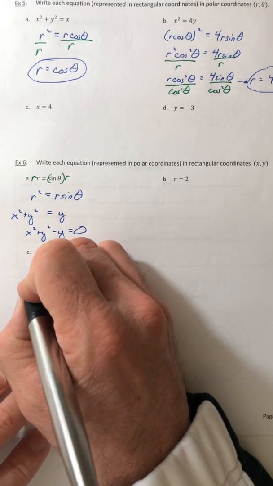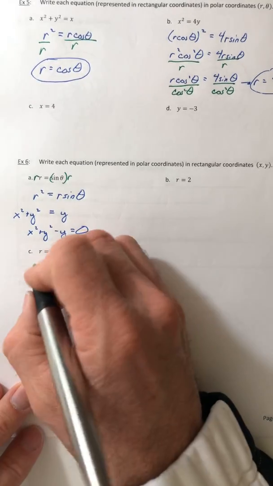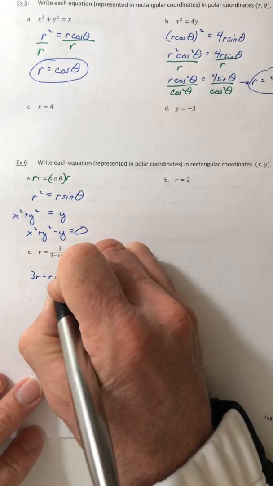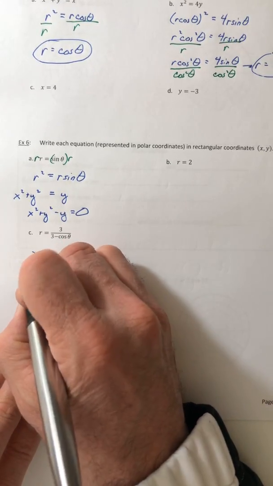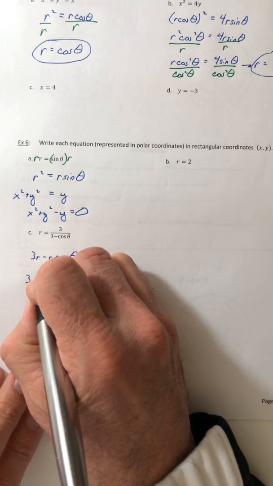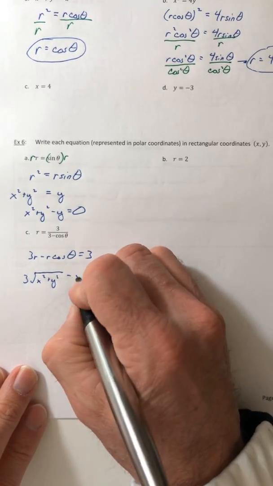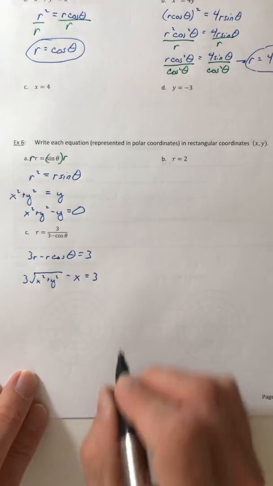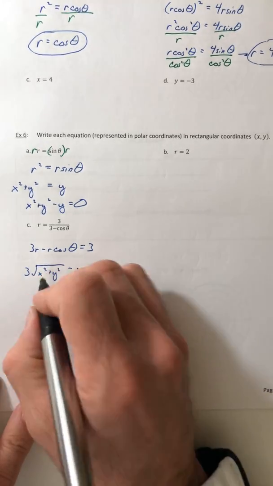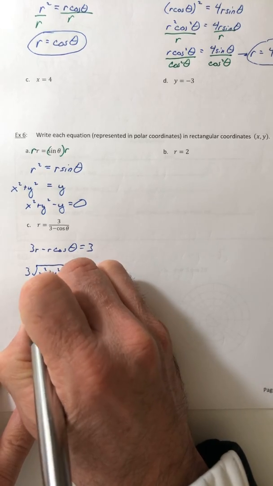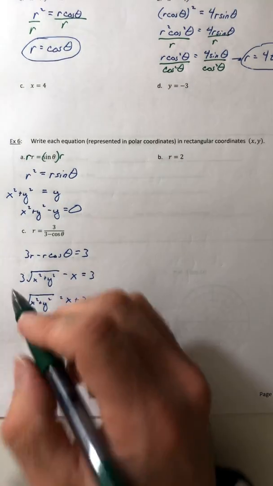Okay, so let's do part C. First, we're going to eliminate the fraction, so we're going to cross multiply it. So 3r minus r cosine of theta is equal to 3. So this r next to the 3, we'll make that root x squared plus y squared. The r cosine of theta, that's just x. And 3 is just 3. And we're going to try to get rid of the square root. So we're going to swing over the x. And then we can square both sides.